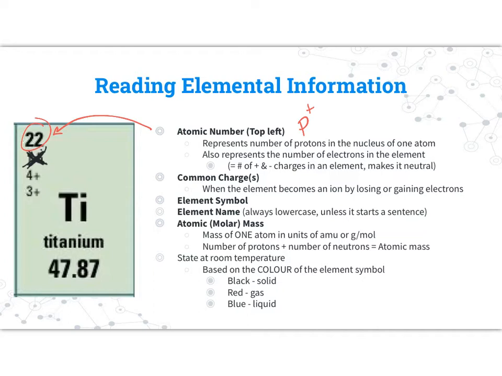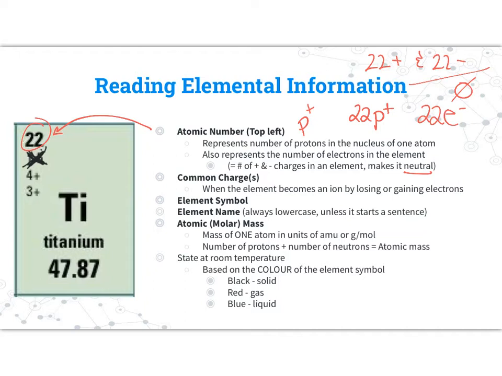If you change the number of protons, you change the type of element you have. So 23 protons is no longer titanium. It is the next element on our periodic table. It also represents the number of electrons in the element. We have an equal number of positive and negative charges in an element. So if I have 22 protons, titanium will have 22 electrons as an element, because we have 22 positives and 22 negatives. Overall that is a zero charge and it is a neutral element.